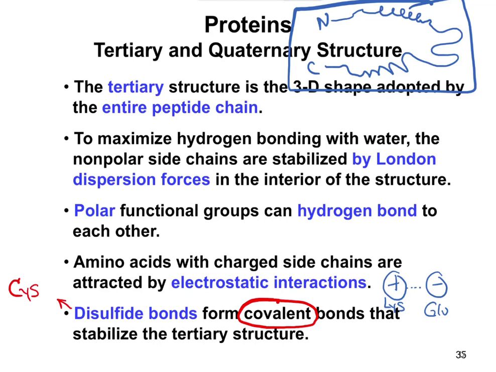So on this slide, the strength of the forces is going to increase going down. So the weakest are going to be the London forces, next comes the hydrogen bonds, and then comes the electrostatic interactions, and then finally the disulfide bonds.